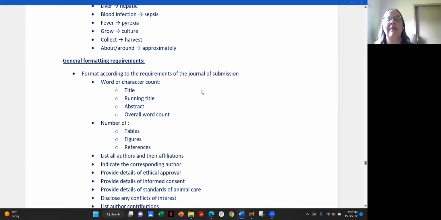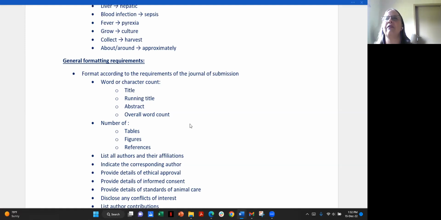Just little things to remember. Remember, Enago can format your paper for you. So you don't have to do this. But if you choose to do it yourself, these are things that you should bear in mind to do. The journal of submission will probably have a word or character count limit on the title or the running title or the abstract or the overall word count. So bear this in mind.